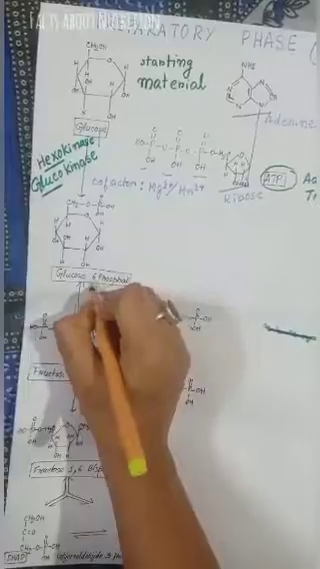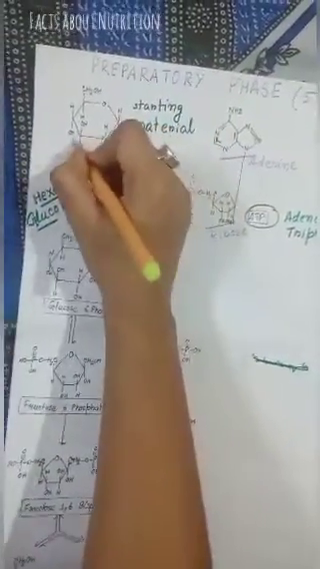So here glucose is converted to glucose 6-phosphate. That means in the 6th position phosphate is coming. Therefore we know that this is 1, 2, 3, 4, 5, this is 6. So here only the changes will occur basically.